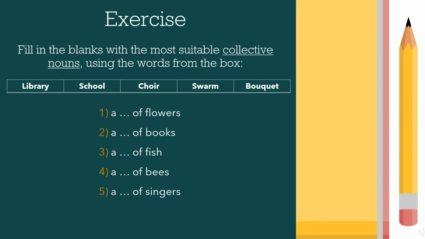Try one more exercise. Fill in the blanks with the most suitable collective nouns using the words from the box. Library, school, choir, swamp, bouquet.